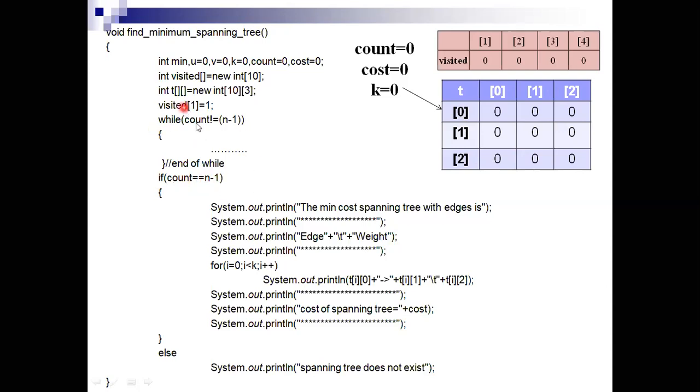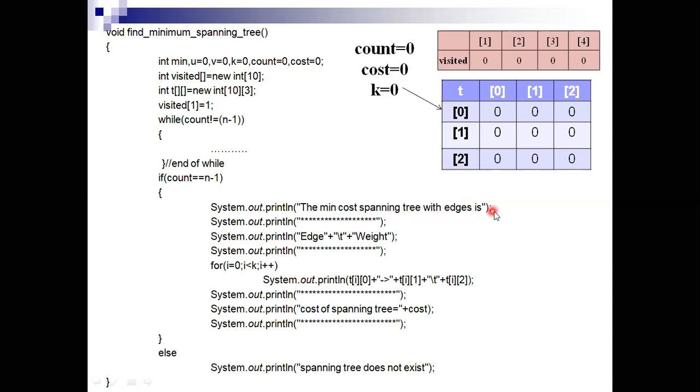When did I terminate? When count became n minus 1. So I'll continue this loop till count is not equal to n minus 1. When it becomes equal to n minus 1, I'll terminate the loop and come out of the loop. So if count is equal to n minus 1, System.out.println, I'll print something. What do I print? The edges.